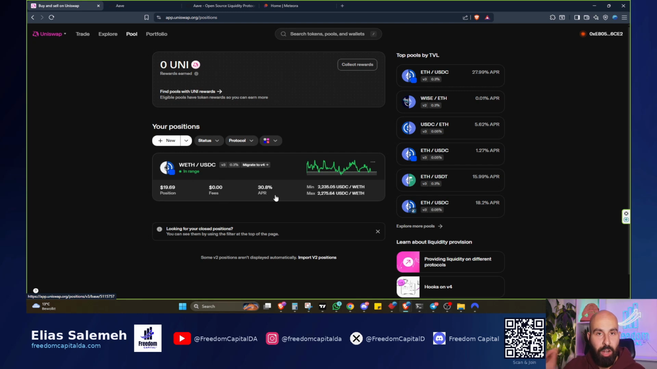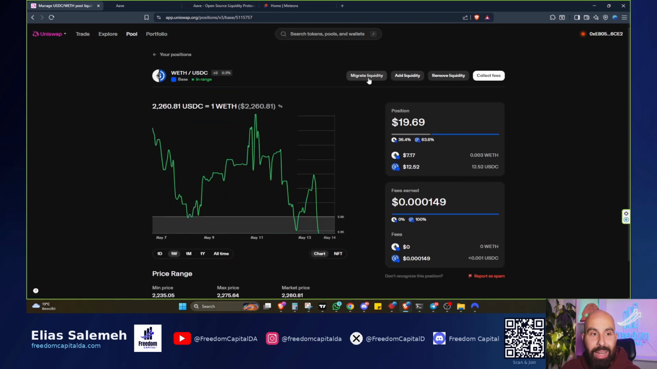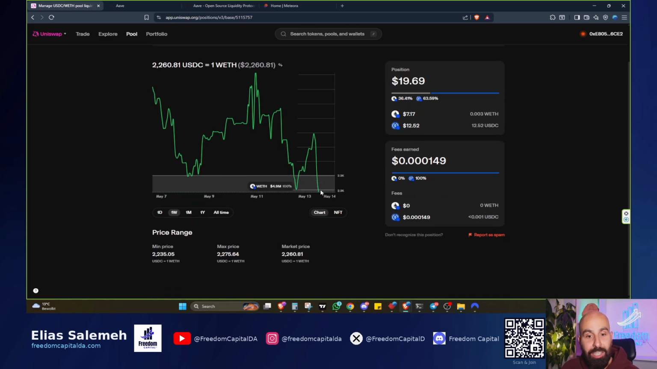As the price fluctuates in the price range that I put, I am basically making fees. So on this dashboard, what do you see here? You have migrate liquidity if you want to move your liquidity to another pool, add liquidity if I want to add more, remove my liquidity, and collect fees. So these are the fees that I have earned so far. Because the price is currently inside of my range and it's going down, it is switching my USDC into Ethereum, as if I am buying Ethereum.